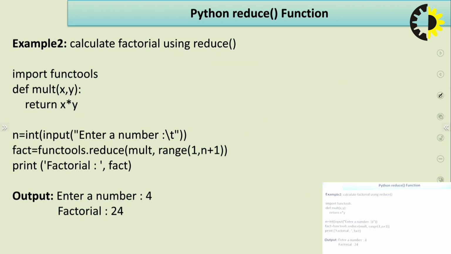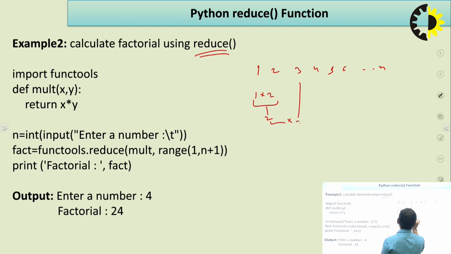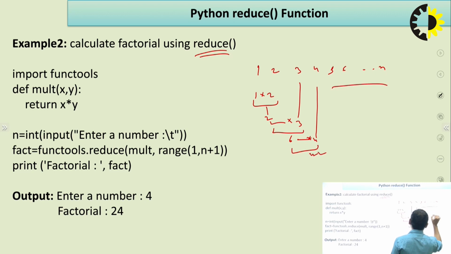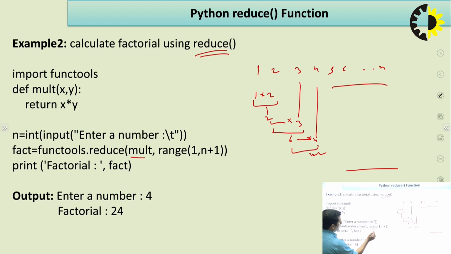Now calculate factorial using reduce. Same problem, calculate the factorial. We have calculated the factorial using looping, and we have calculated factorial using recursion. Now calculate factorial using the reduce function. Our numbers are 1, 2, 3, 4, 5, 6 up to n. How to do? 1 into 2, get the result, then that into 3, get the result, then 6 into 4, get the result. In this manner we get the final output. Enter the number, reduce, multiply, range from 1 to n, and we are applying x into y, x into y up to the last.